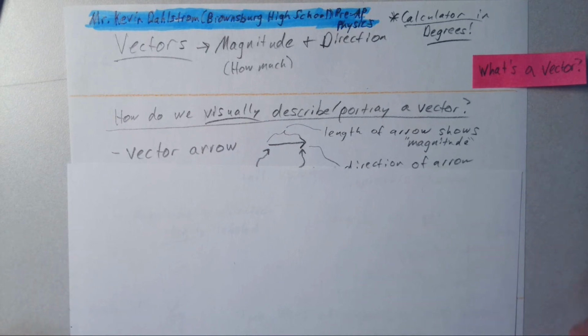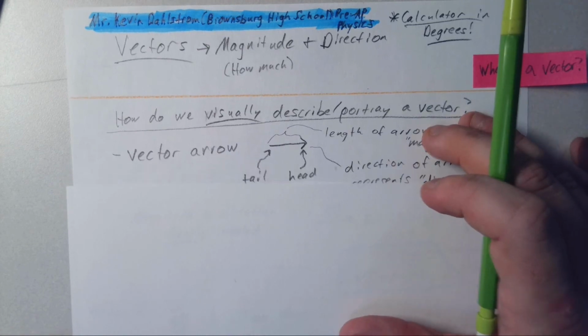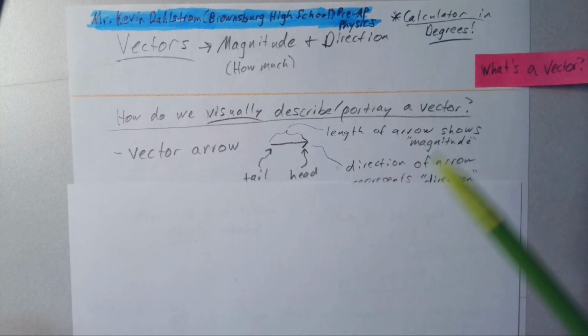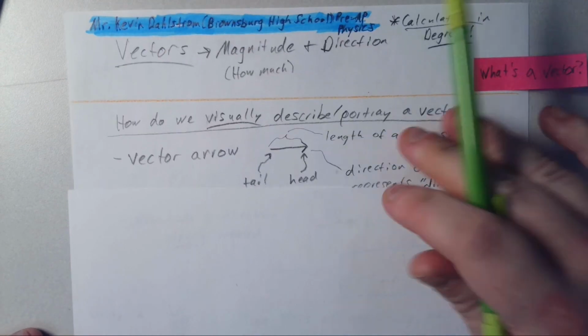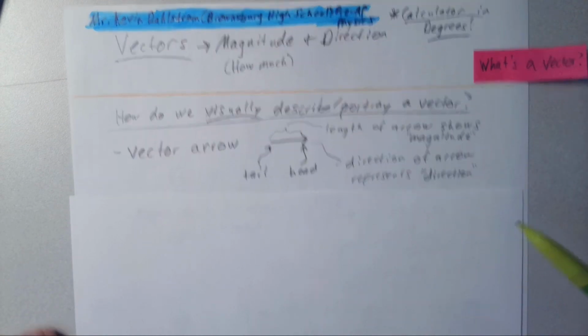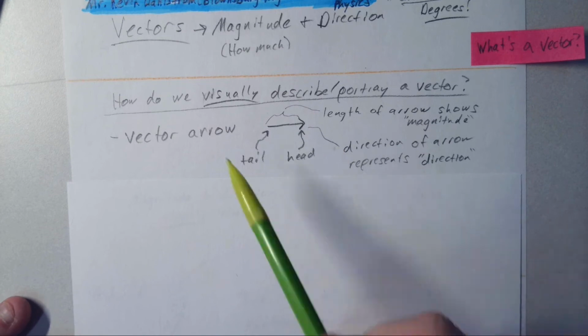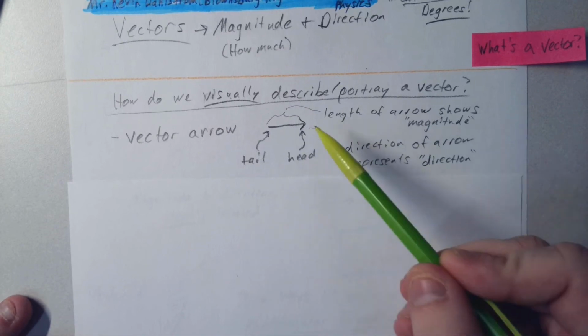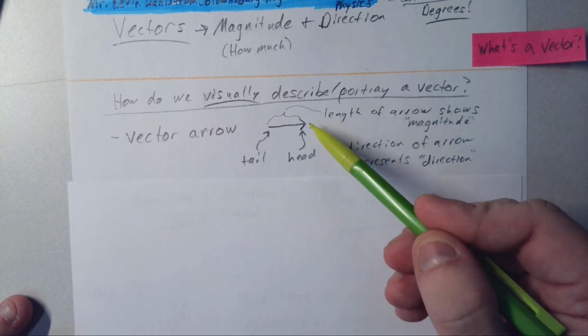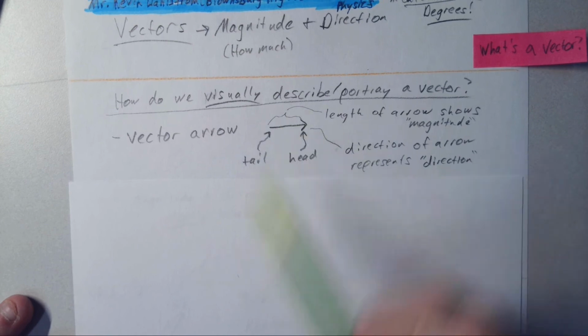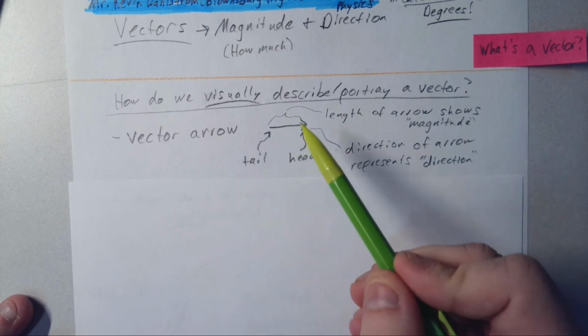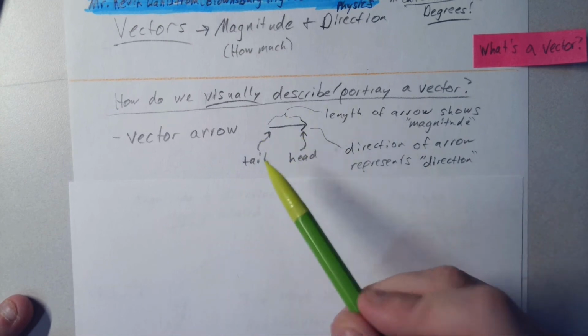But when we're drawing vectors and representing vectors visually, we have to draw a vector arrow. It seems like I'm breaking down an arrow pretty complicatedly, but there are some important parts here. In this vector arrow, we have the head, sometimes called the tip, and then we have the tail. This is sometimes called tip to tail or head to tail.